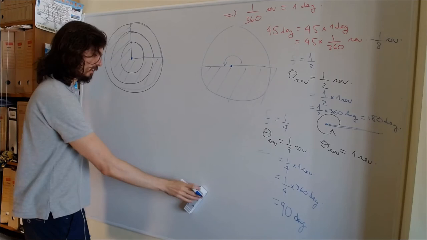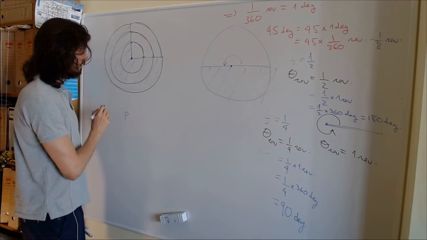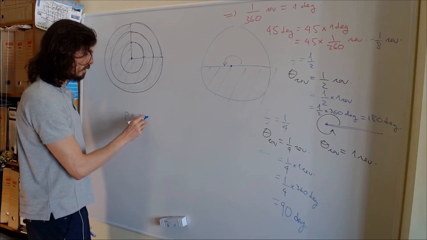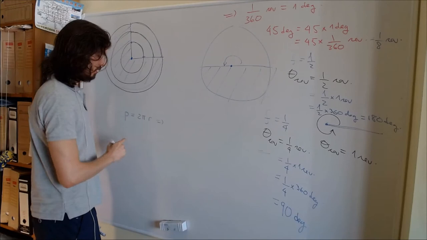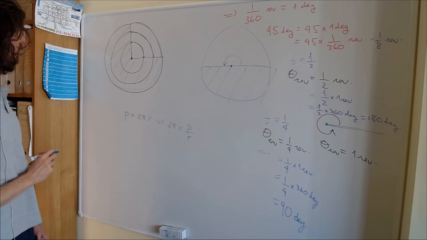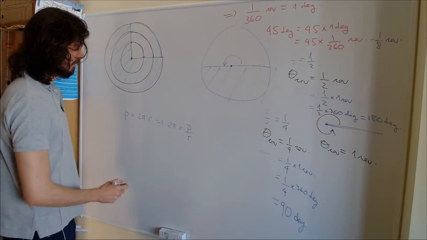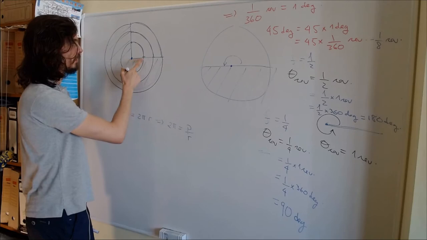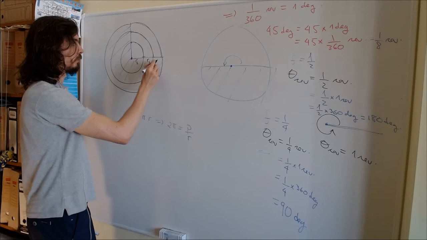The perimeter of a circle, what is it? What is the perimeter of the circle? It is 2 pi r. But if you rearrange this, you get 2 pi equals the perimeter divided by r, the radius of the circle. What does this mean? Let's look at our circles. The smallest circle has radius R1, the next one has R2, and then R3, the largest.